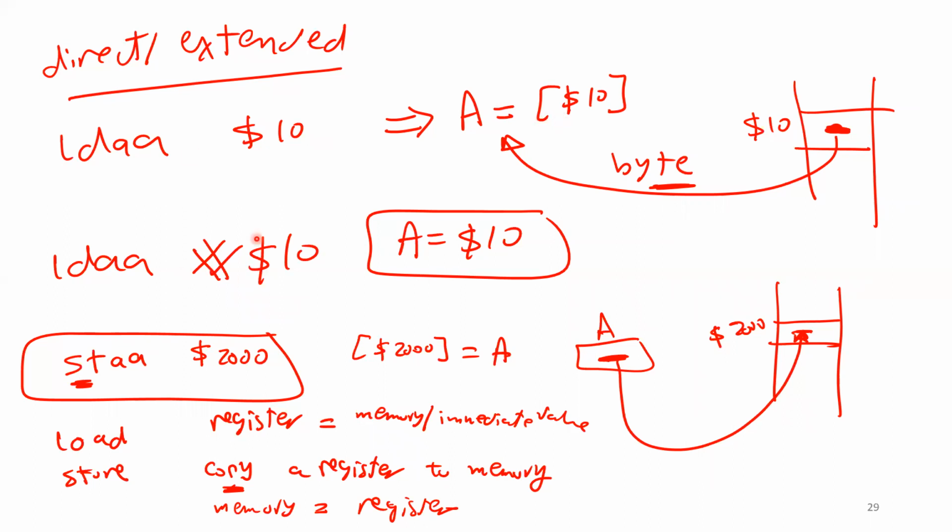Okay. For sure, if you put hashtag, now it's a completely different story. With hashtag, this is not a memory location. This is number 10, right? So you have to understand the difference between these two. Very important, right? So in this case, what this instruction is going to do is register A should equal number 10. Okay, let's have another example.